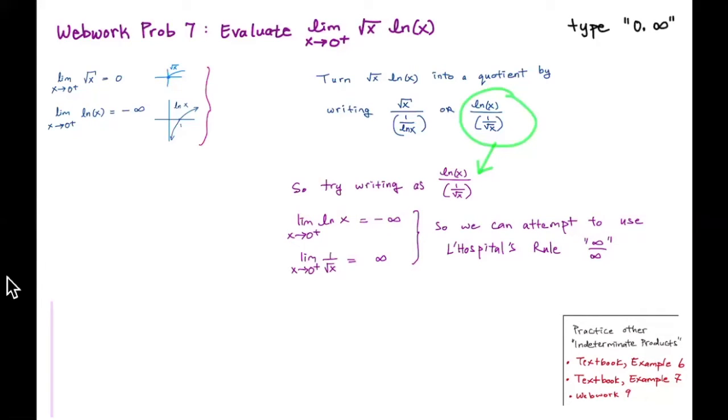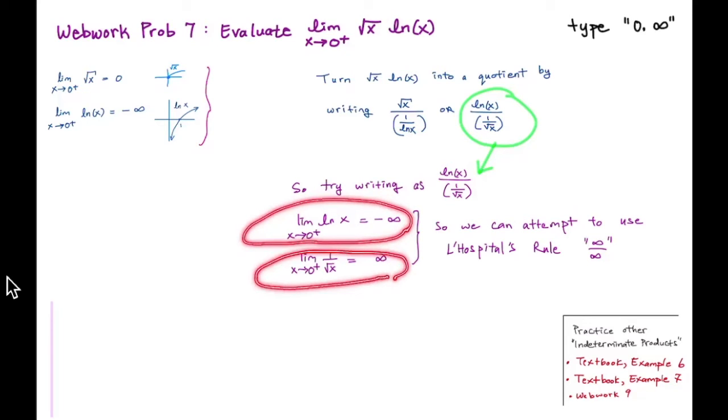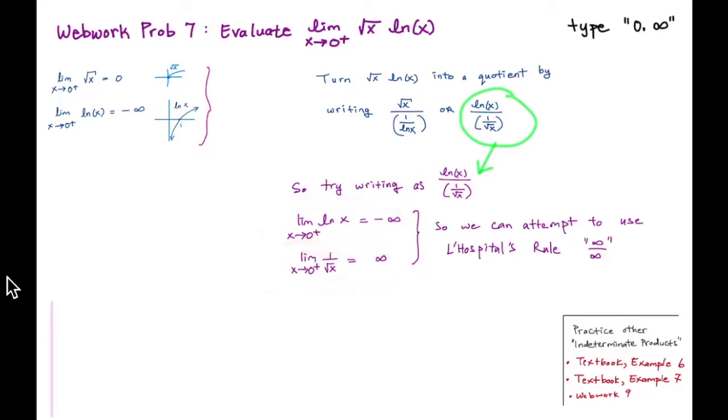So now I'll write my product as this quotient. And now my top function is natural log of x, and my bottom function is 1 over square root of x. I compute that the top function approaches negative infinity and the bottom function approaches infinity. This means that we can attempt to use L'Hopital's rule, infinity over infinity. So let's try.